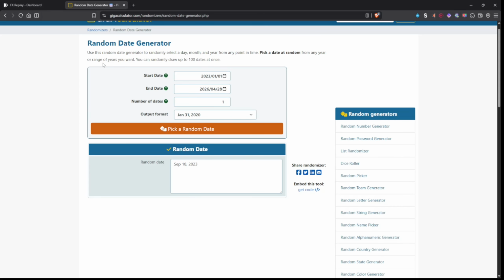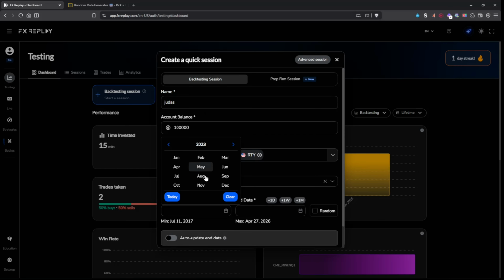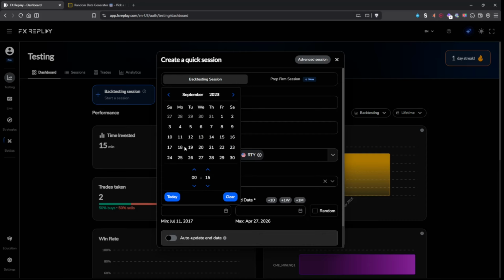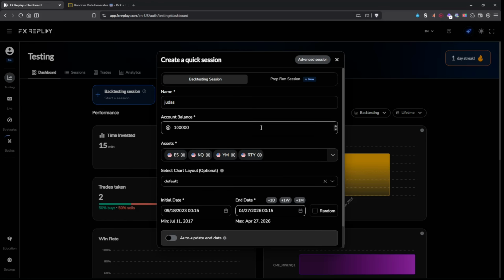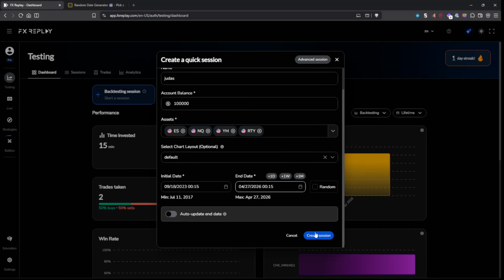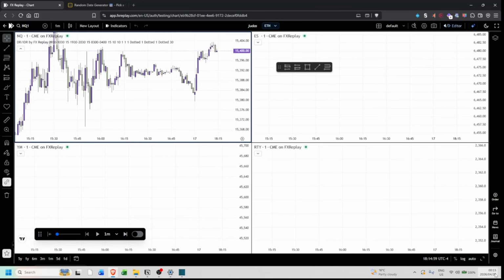So September 18th. Go here, select date, 2023, September 18th. Then end date doesn't really matter much. You can insert what you want. Then we go create session. I'm going to give it a few seconds to load up. So it does take a few seconds. Time is there still.